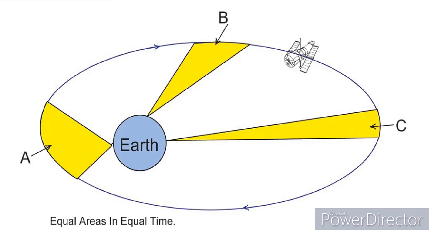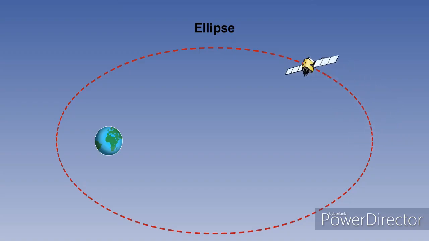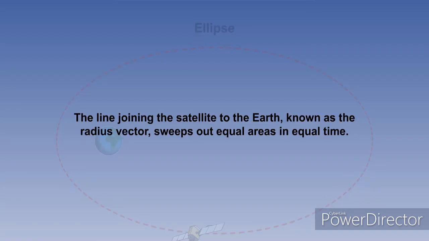The second law states that a satellite sweeps out equal areas in equal time. The orbital velocity is constantly changing with the distance from the Earth. It is fastest when nearest the Earth, and then slows down, reaching a minimum at the furthest point. Kepler was the first person to find the relationship which describes how the speed changes. Kepler's second law is that the line joining the satellite to the Earth, known as the radius vector, sweeps out equal areas in equal time.